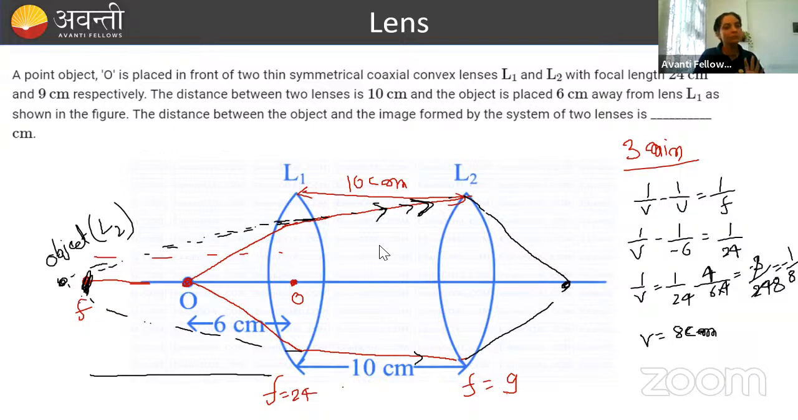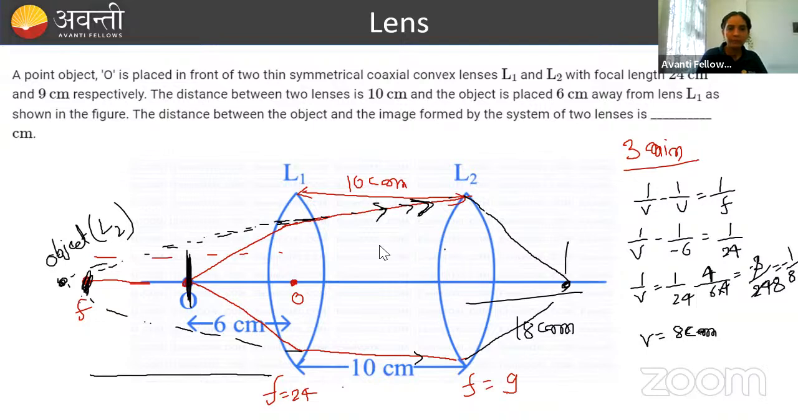And here the focal length of this lens is 9. Done. Focal length is how much? 9. Done. It means this object, this image for the second lens, is at its center of curvature. So the image will also get formed at the center of curvature on the other side. So the image will get formed at a distance of 18 centimeter from here.